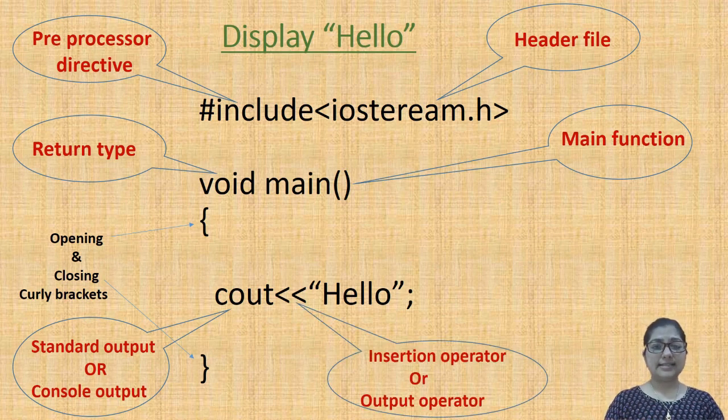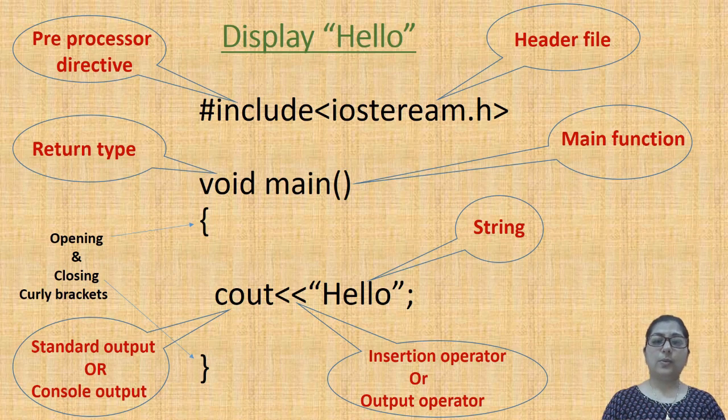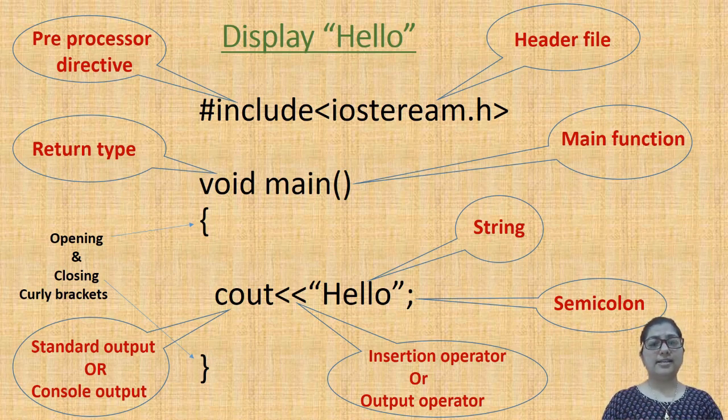Here less than is known as insertion operator or output operator. Into double quotes, we have written one string, numbers of characters. At last, semicolon. It's known as end of the statement.